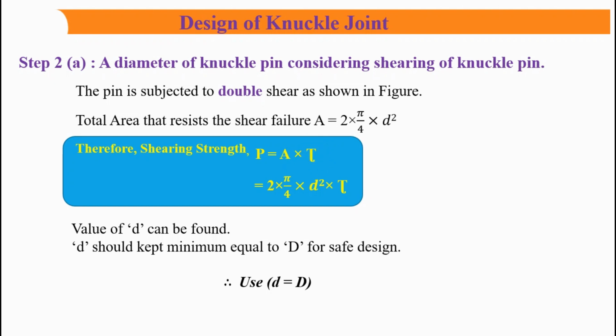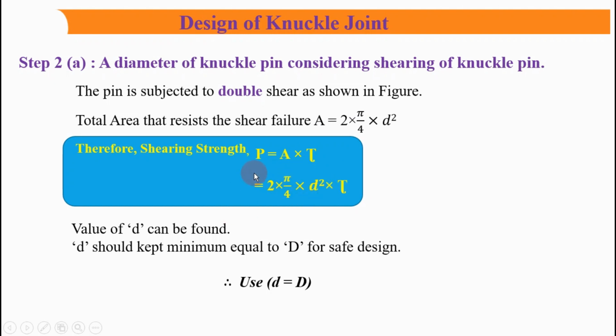So guys, what we have written there, P is equal to A into tau. Now again I have put the values into that. So 2 into pi by 4, what is the value for A? This is the value for A, that is this value we have put it here, 2 into pi by 4 into d square into tau.